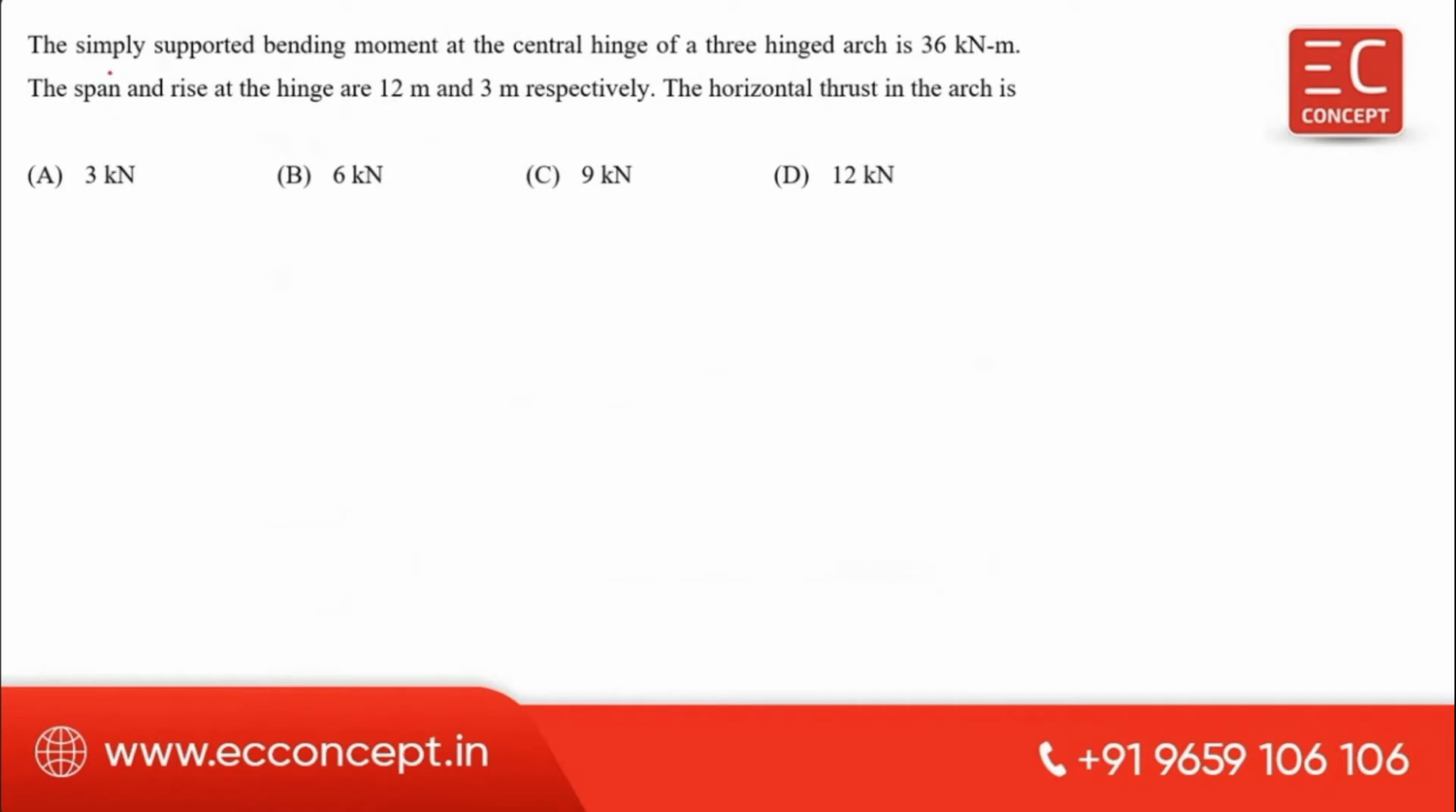Now next question. The simply supported bending moment at the central hinge of a 3-hinged arch is 36 kilonewton meter. The span and the rise at the hinges are so on and so forth. Then the horizontal thrust in the arch. There was a 3-hinged arch. They did not mention what kind of arch. So this is the 3-hinged arch. They are saying 3-hinged arch with 36 kilonewton meter moment, which was applied on the hinge. The span is 12 meter. The central rise is 3 meter. Then what is the horizontal thrust?